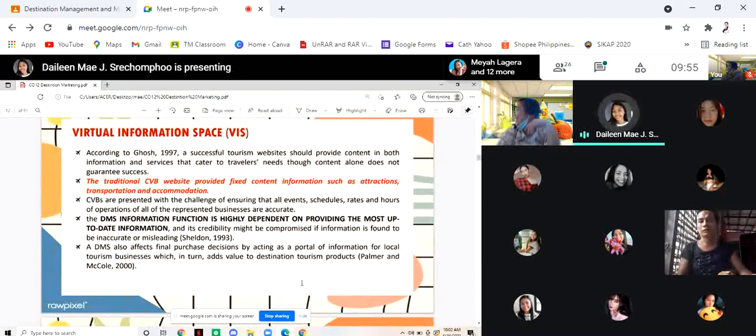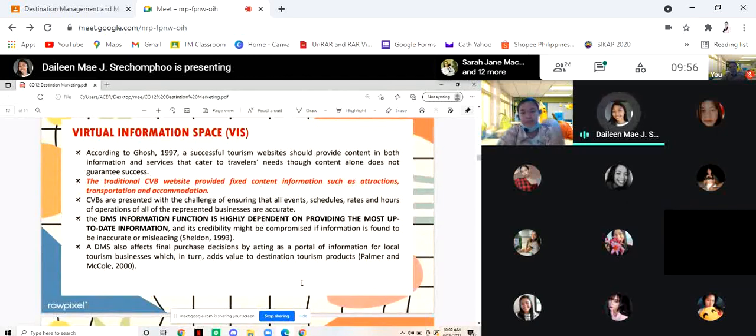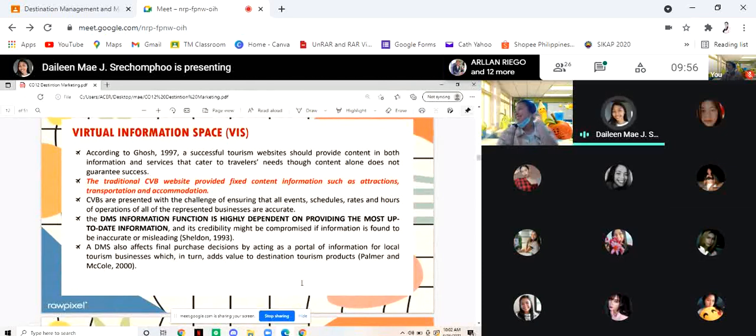At words travel faster kasi kaya kailangan maayos talaga yung pagbibigay ng service at naka-align yung service dun sa kanilang mga sinasabi sa kanilang websites. And DMS also affects final purchase decision by acting as a portal of information for local tourism business, which in turn add value to destination tourism products. So yun nga, nakaka-apekto nga yung mga nandun sa DMS websites dun sa value ng destinations.